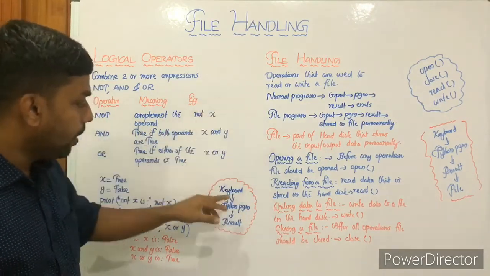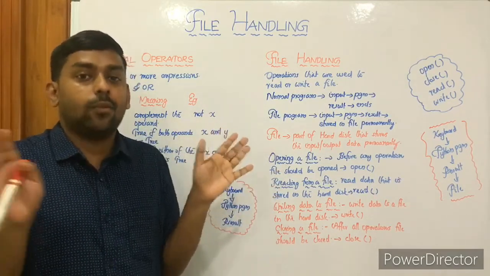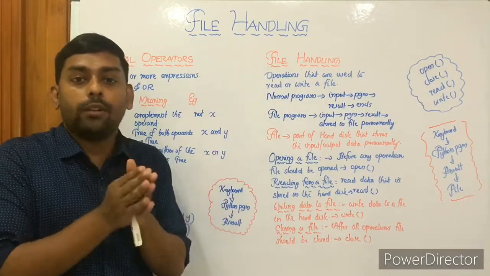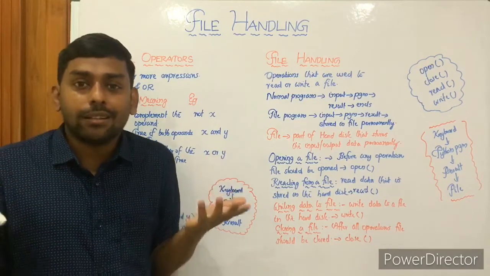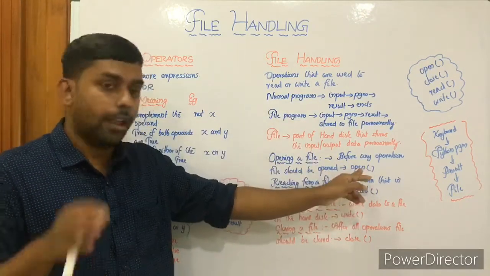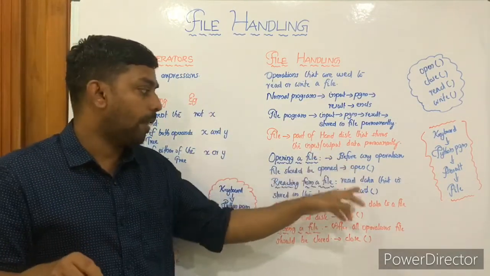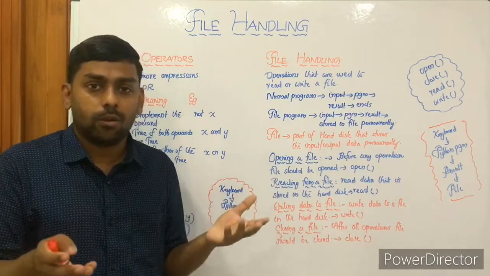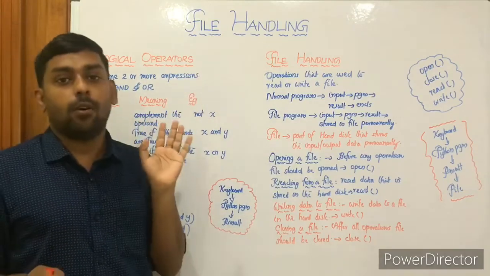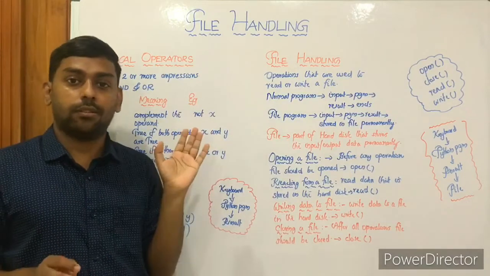Next is file handling. In a normal program, the keyboard input goes to the program, the program gives you the result, and that ends. But in file handling, we store the data permanently. The data can be input or output, whatever it is. We have seen different functions like print, open, read, write and close, all of which have parentheses. These are the operations that can be performed on a file. And finally we have seen the data flow and the different functions associated.